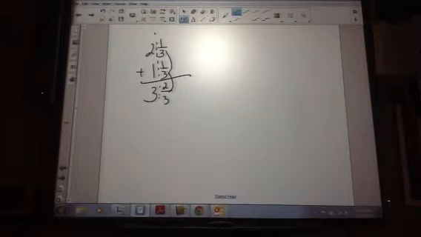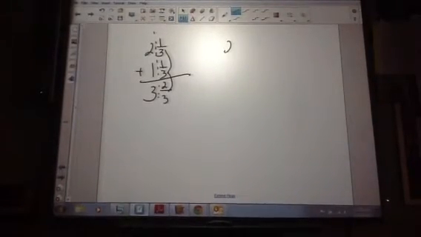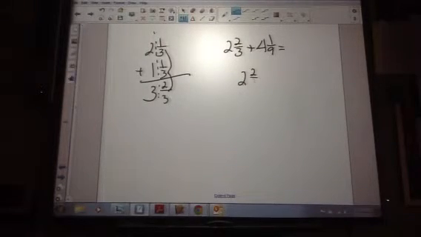Let's try one that has not common denominators. 2 2/3 plus 4 1/9. All right, so again, this is written horizontally. I'm going to rewrite it vertically. And I'm going to get a common denominator of 9 is probably my best bet.